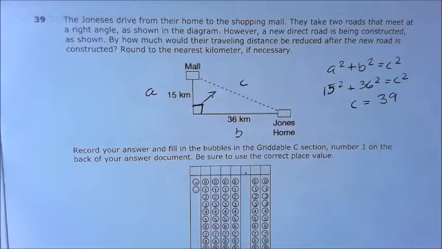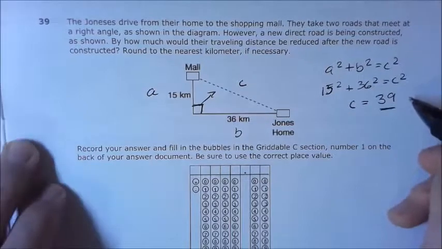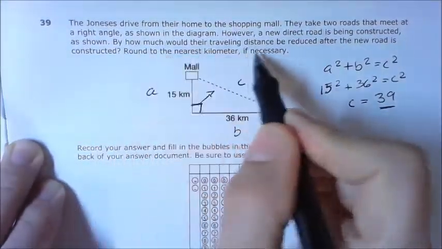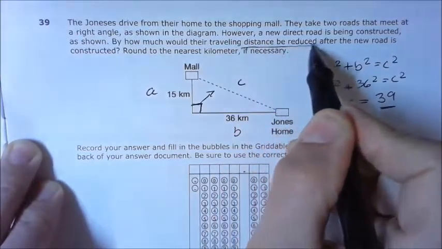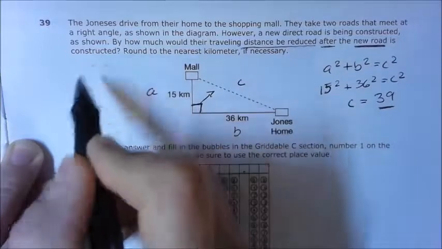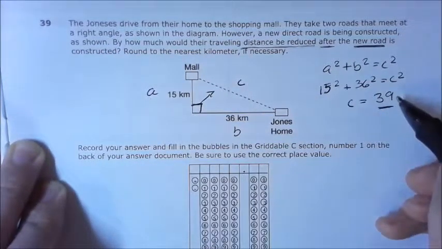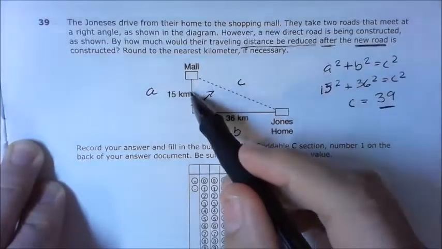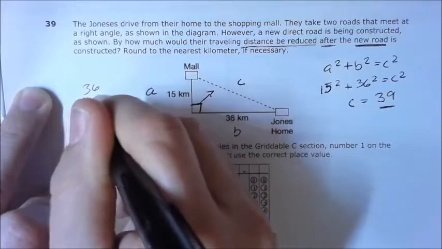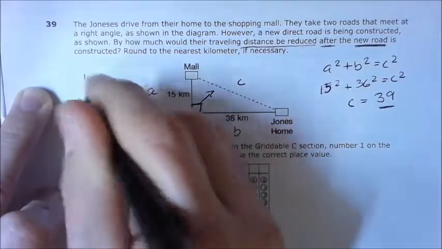So now that we have this value, I know it's tempting to go ahead and plug that in, but we have to look and say, what did they ask? And they said, by how much would their traveling distance be reduced after the new road is constructed? So if we're talking about how much it's going to be reduced, well, first of all, they had to drive 15 plus 36, right? So we'd have to add that together. They drove 36 plus 15, so that's going to be 51.